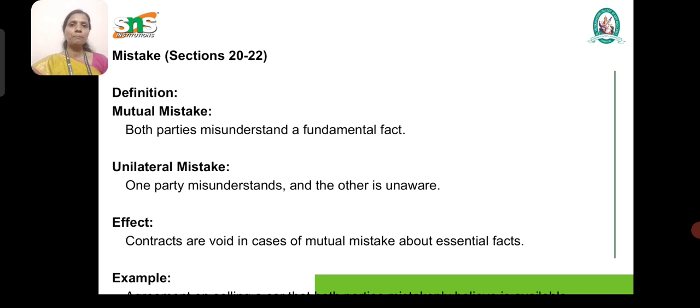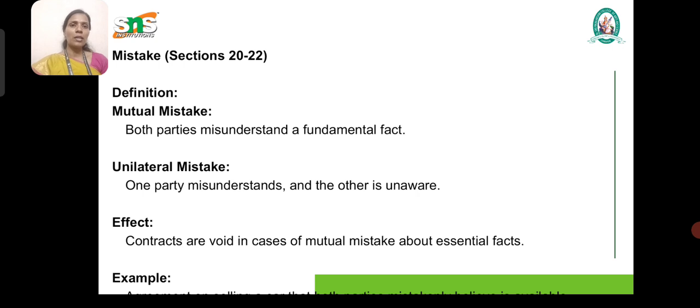Next one is unilateral mistake. One party misunderstands and the other one is unaware. For example, if the contracting person has a clear idea, but the opponent does not have a clear idea regarding the agreement, in that situation it will be considered a unilateral mistake.